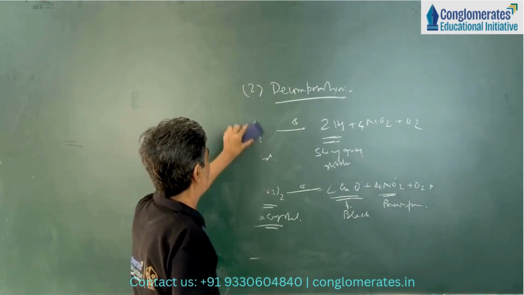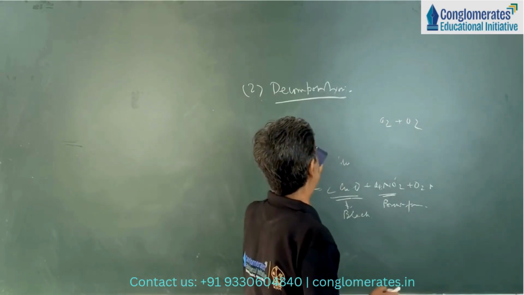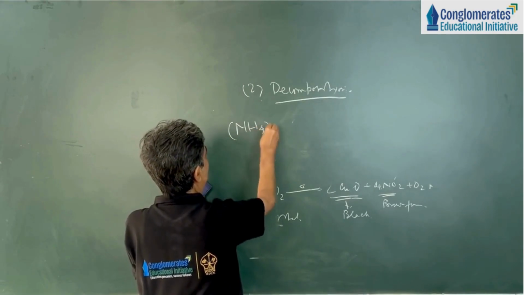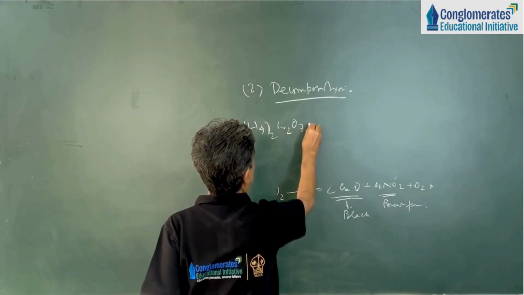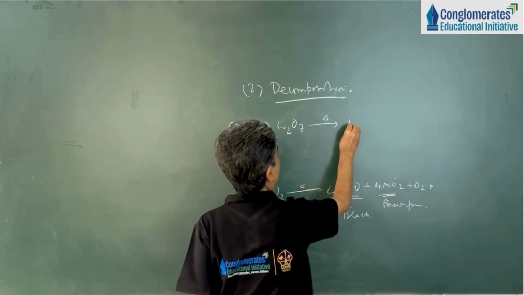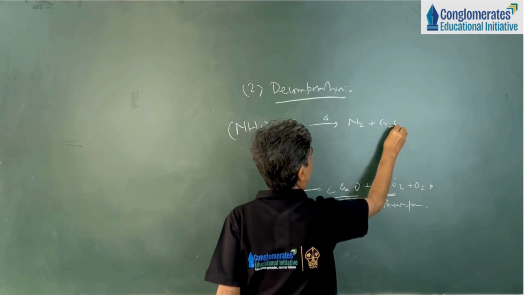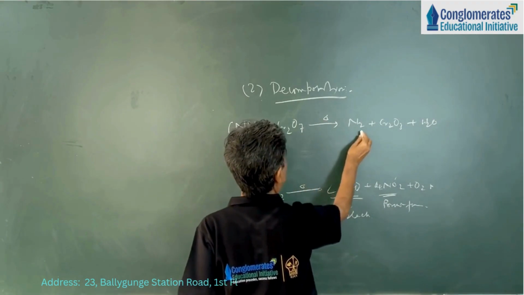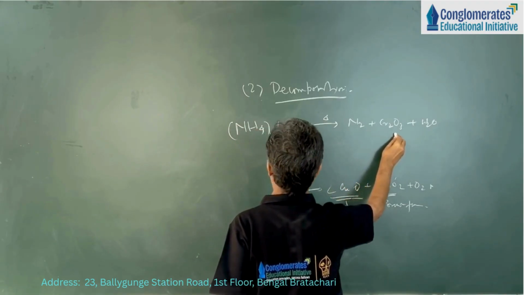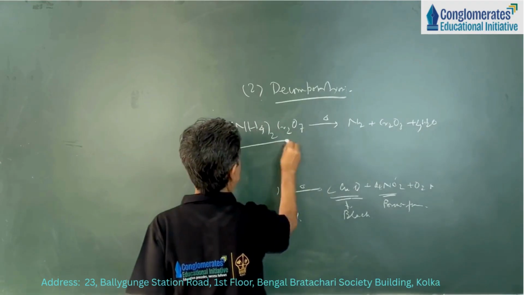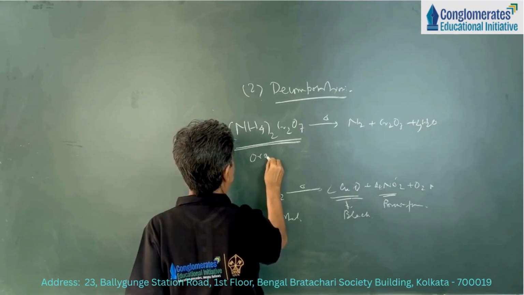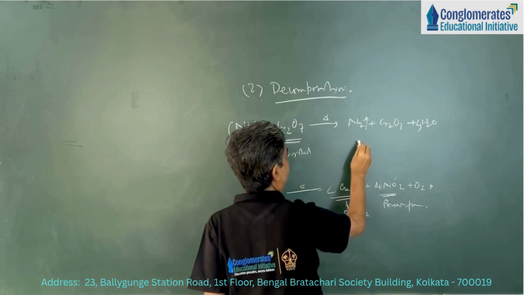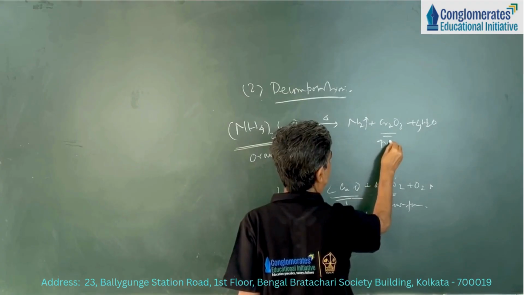Not only that, one more example, then I will leave these decomposition reactions: ammonium dichromate. It's a fantastic reaction. If you perform it in the laboratory, this reaction occurs: ammonium dichromate gives N2 plus Cr2O3 plus 4H2O. Now this is an orange crystal. This is the nitrogen gas, and it is a green residue, green powder.